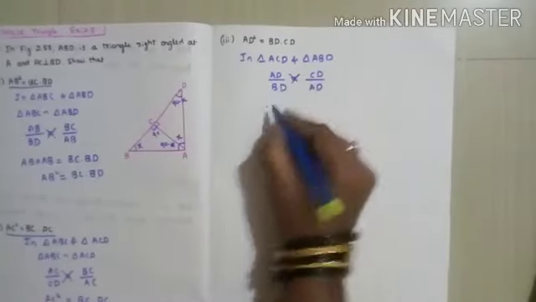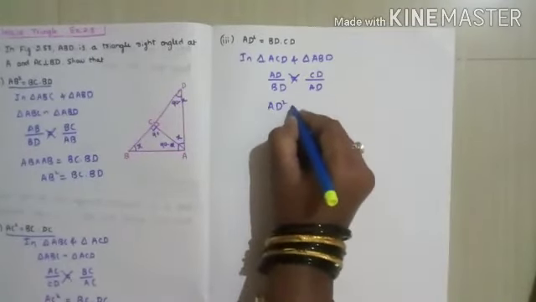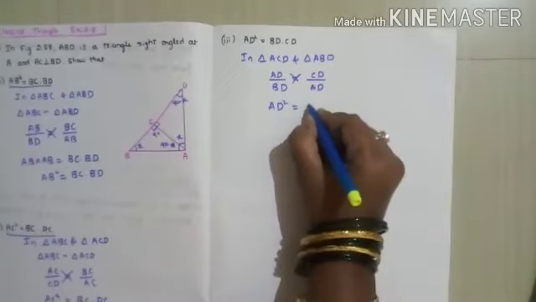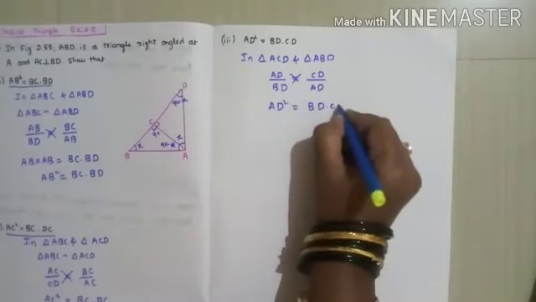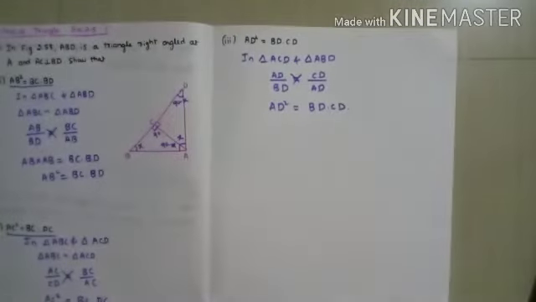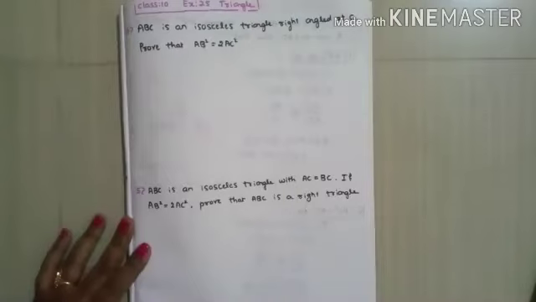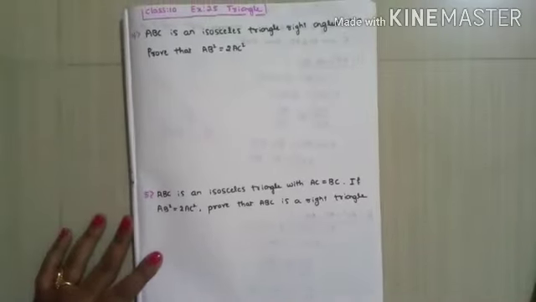Now cross multiply it. AD square is equal to BD into CD. This is the result we got. Now we'll see the fourth sum, what they have given.